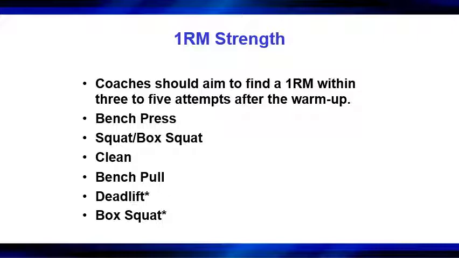So these are just some examples of things that you can get 1 repetition max strength in: the bench press, the squat or the box squat, the clean, bench pull, deadlift. And I did put box squat on there twice. I didn't do that intentionally. That was a mistake that I'm seeing now. But in all these slides, if I put a little star next to something, it's something that your textbook doesn't talk about, but can be included. But these are different tests that you can utilize for that.